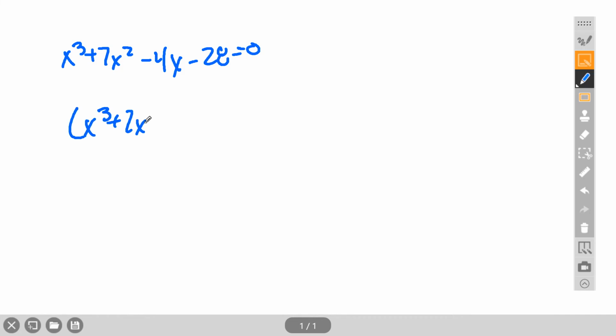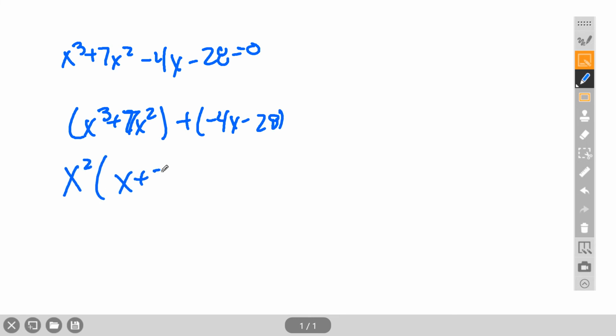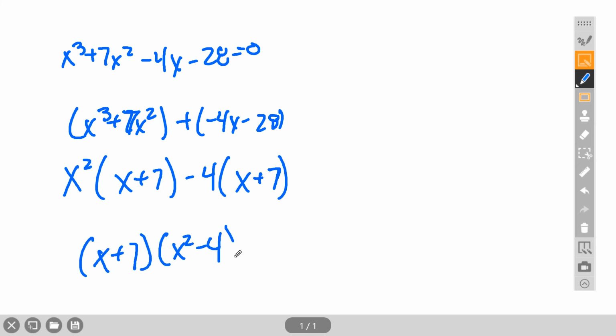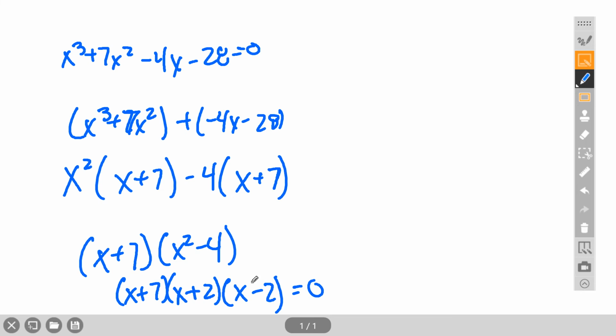So group together the first 2 terms and group together the second 2 terms. Factor out the GCF from each of them. And then factor out the x plus 7 that they have in common, leaving us with x squared minus 4. Now x squared minus 4 is a difference of 2 squares, x and 2, so that can be factored into x plus 2 and x minus 2. So the fully factored form would be this, right here.